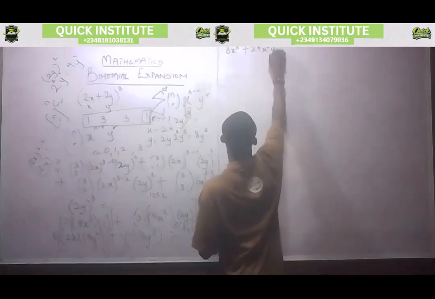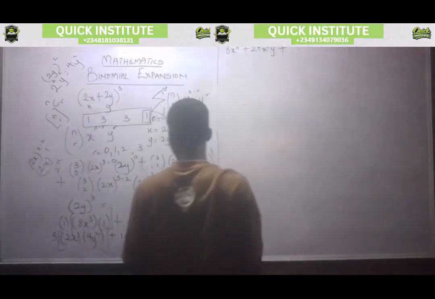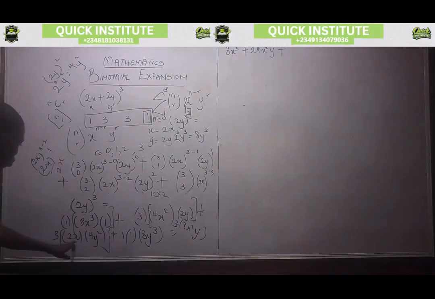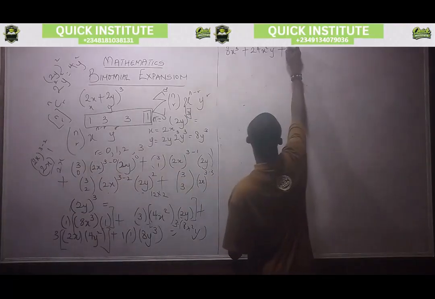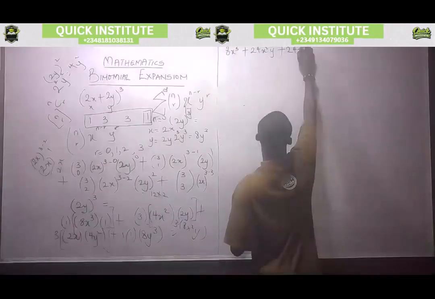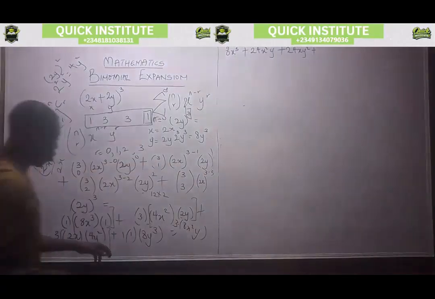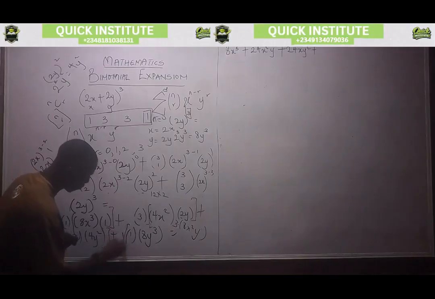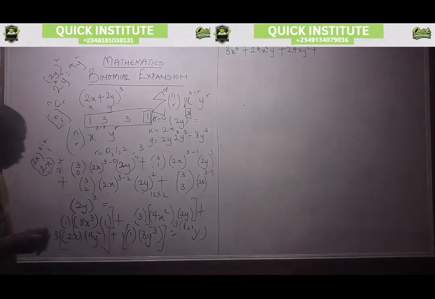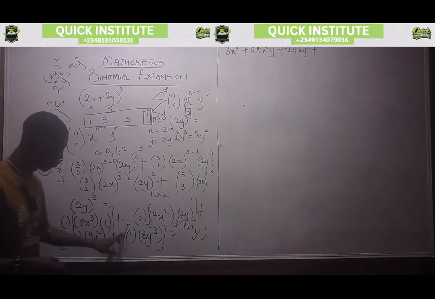x square y. Plus, we have 2 and 4. 2 times 4 is 8. So 8xy square, multiplied by 3, will give us 24xy square plus, this is in bracket, 1.